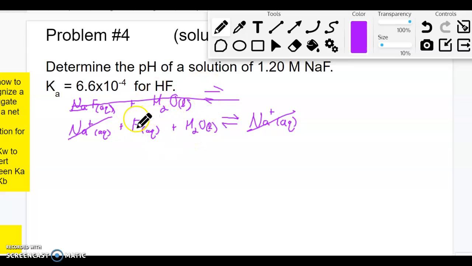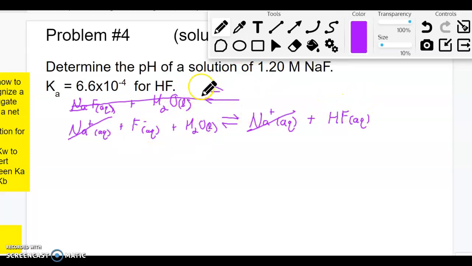And so the F- is going to interact with water, but it can't be an acid because it has no protons to give. It has to take on a proton, or take on a hydrogen atom. And that's where it will form HF, aqueous. So that's where this came into play, and it forms that.